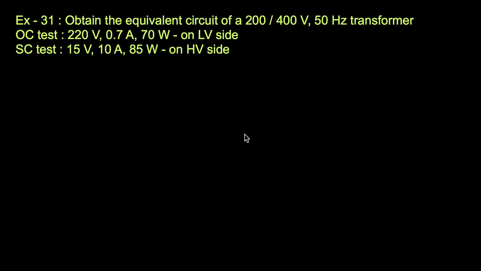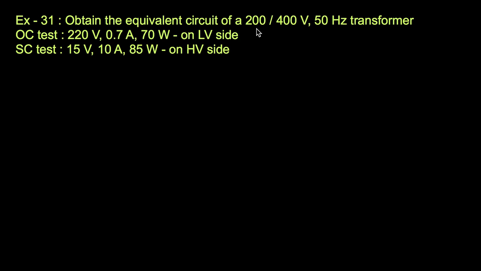Now let's look at this example problem. This is example number 31. The objective is to obtain the equivalent circuit of a 200 by 400 volt 50 hertz transformer with the following two test results. As I said, these tests are very convenient and very simple. Three readings are given for the short circuit test and three readings for the open circuit test. So let's get started and work on it.